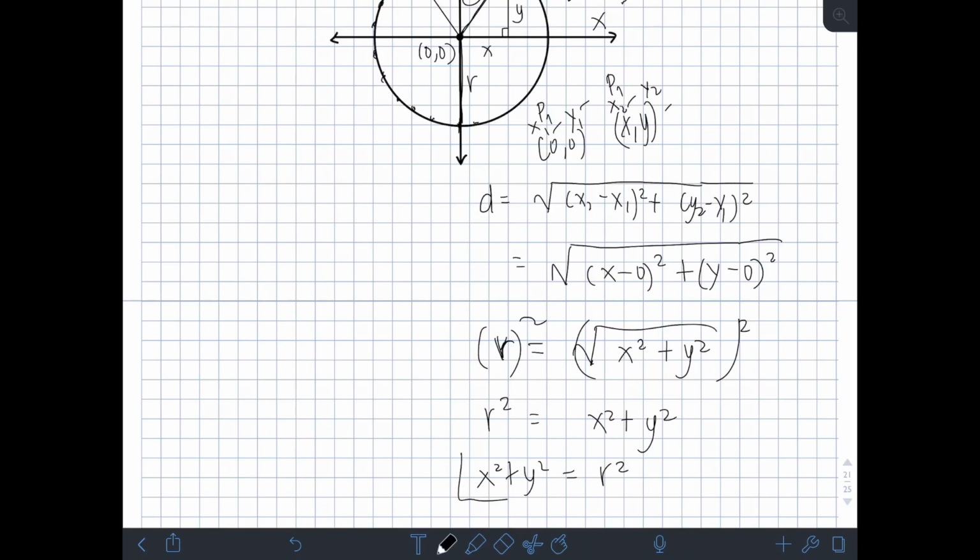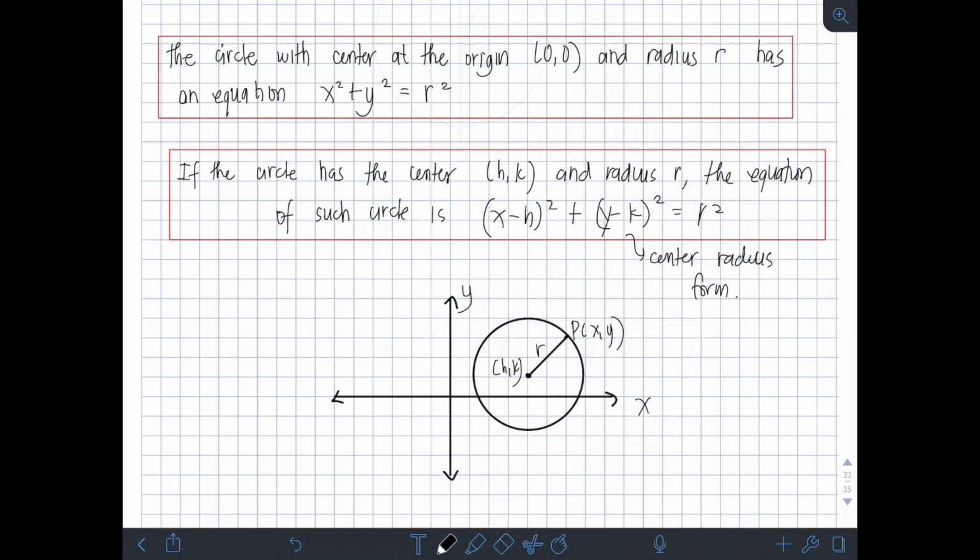Where, ito yung standard equation natin for the circle kung saan yung center natin is laging origin. Okay? So, therefore, the circle with center at the origin (0, 0) and radius r has an equation x squared plus y squared equals r squared. So, ito yun. Now, if the circle has the center (h, k), and radius r, the equation of such circle is quantity x minus h squared plus quantity y minus k squared is equal to r squared. So, tinatawag din itong center-radius form.